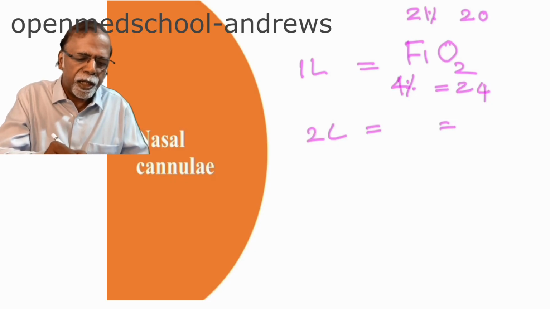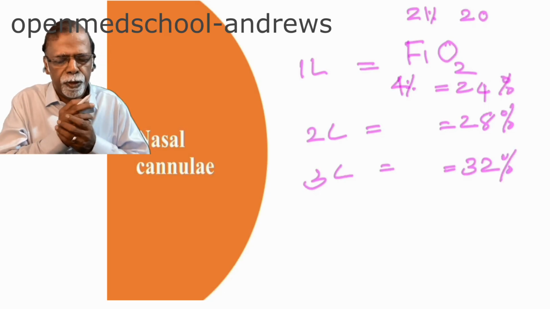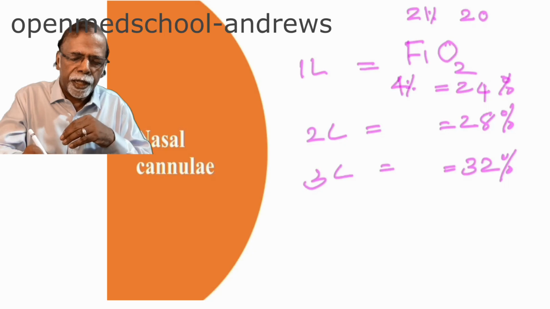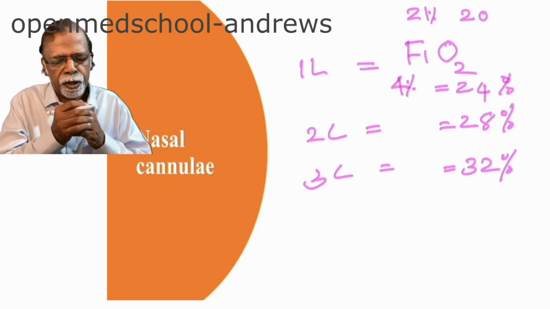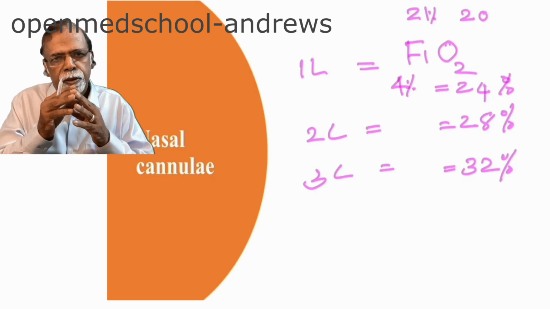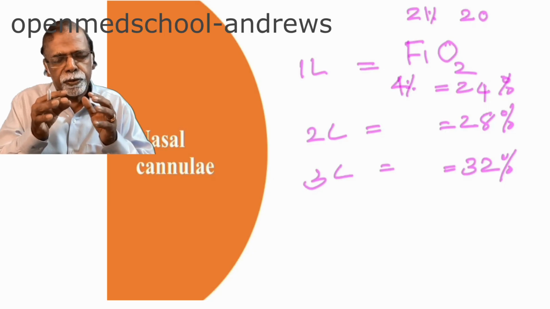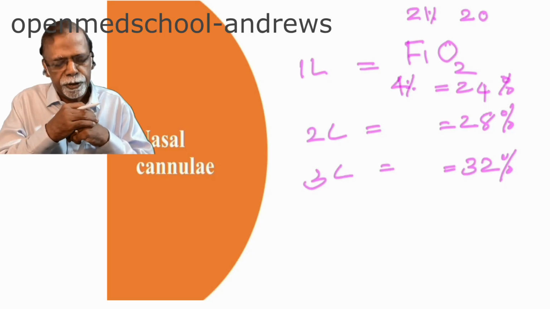2 liter oxygen by nasal cannula will be 2 into 4. So it will be plus 20, it becomes 28. 3 liter, 3 into 4, 12. So it will be 32. So this is how you approximately identify the percentage of oxygen in the inspired air. This is important for calculation of the PaO₂ FiO₂ ratio, especially for identifying the ARDS.